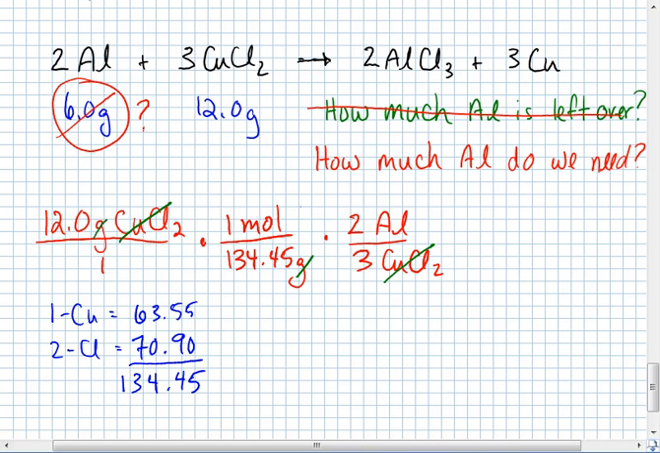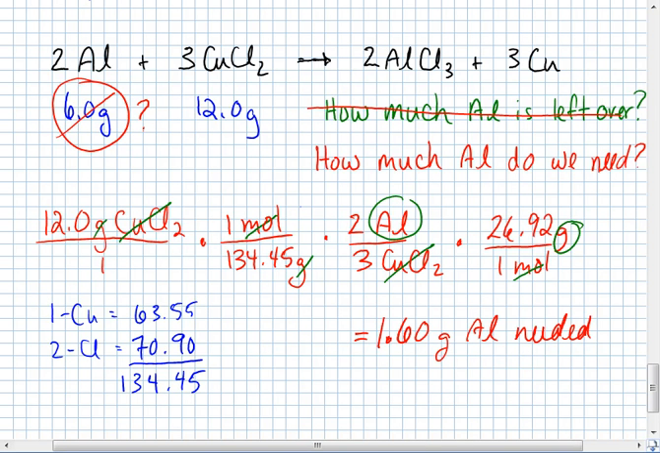So all we have left to do is multiply by the molecular mass of aluminum. And that is 63.55 grams per mole. And now moles cancel out there and there. The only unit left is grams of aluminum. So this is going to tell me how much aluminum I need.